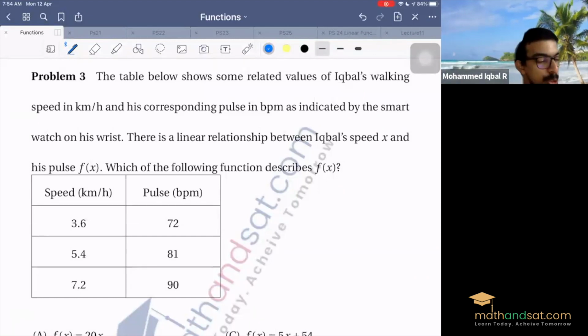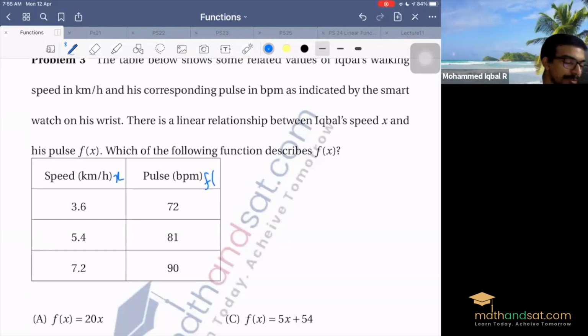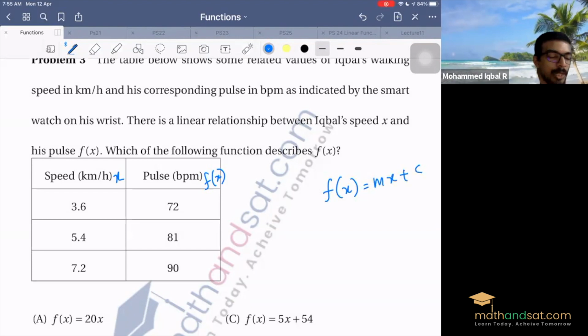The table below shows some related values of Iqbal's walking speed and his corresponding pulse in BPM as indicated by the smartwatch on his wrist. There is a linear relationship between Iqbal's speed x and his pulse f of x. Which of the following functions describes f of x? The question clearly says that there is a linear relationship. So if you call this x and this f of x, your f of x is in the form of mx plus c.